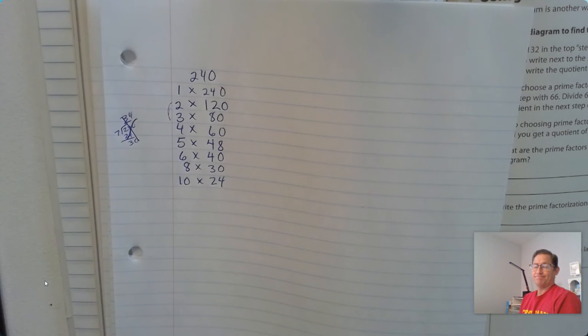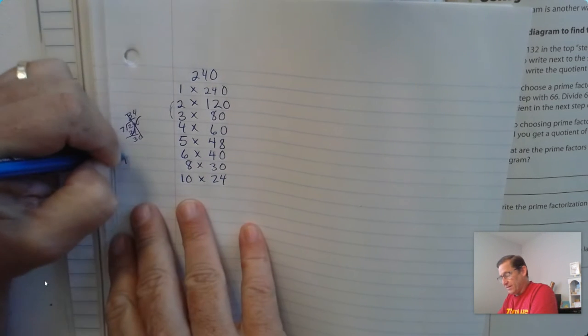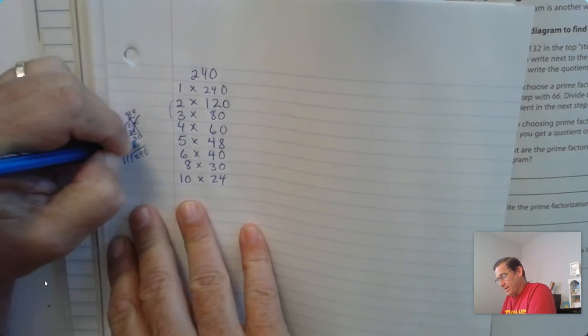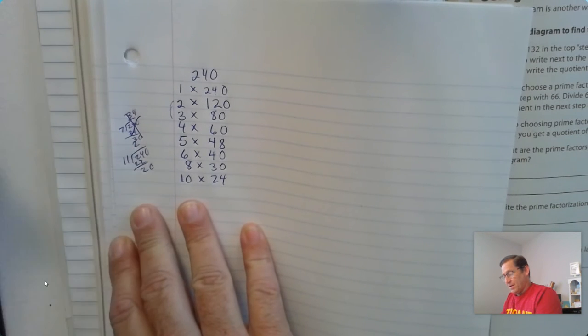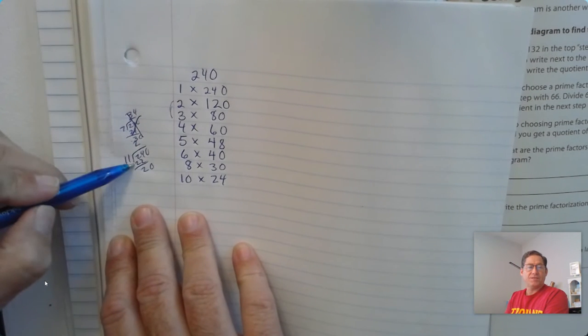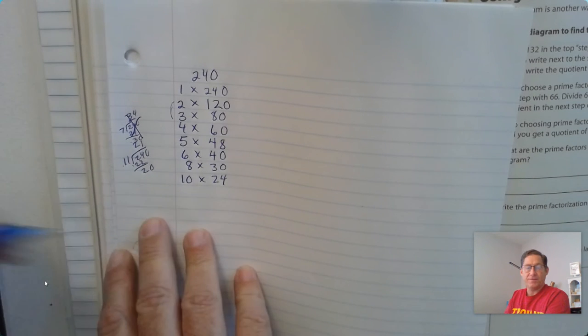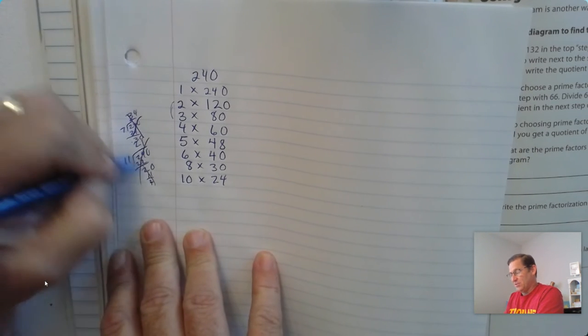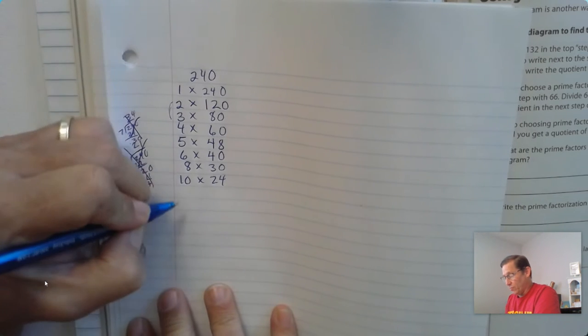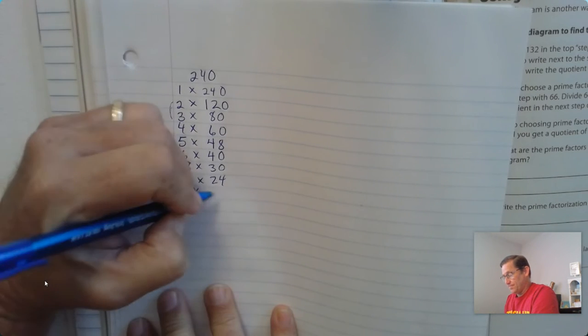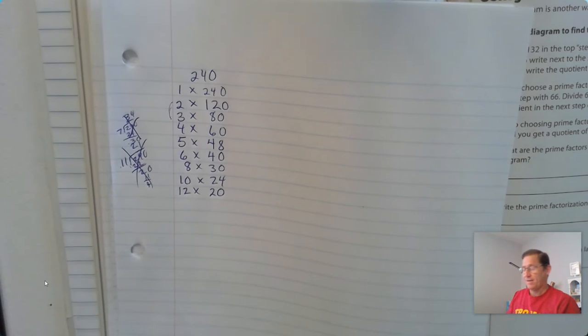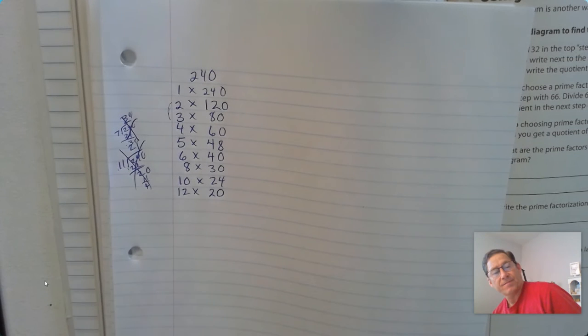11? No, I don't believe so, right? But let's try. So we get 11 times 2 is 22. Subtract, we get 2. 20 divided by 11 is 1. So we're going to be left with a remainder of 9. So no, 11 will not work. 12 will. And 12 times 20 is 240.